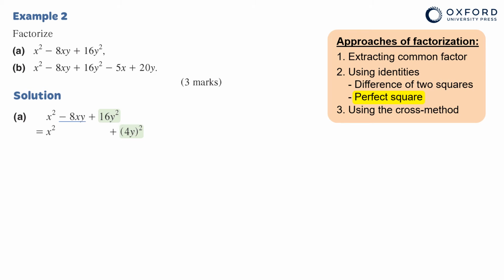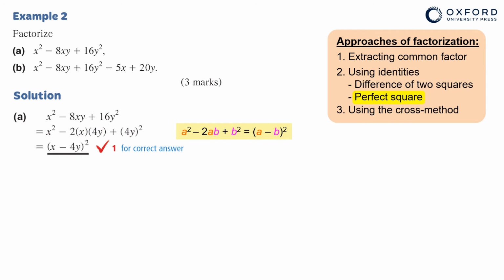The term in the middle, negative 8xy, can be written as negative 2 times x. That is the first term. Times 4y. That is the third term. This suggests that the expression can be written in the form of a perfect square, a minus b whole squared. So, the answer is x minus 4y whole squared. 1 mark will be given for the correct answer.